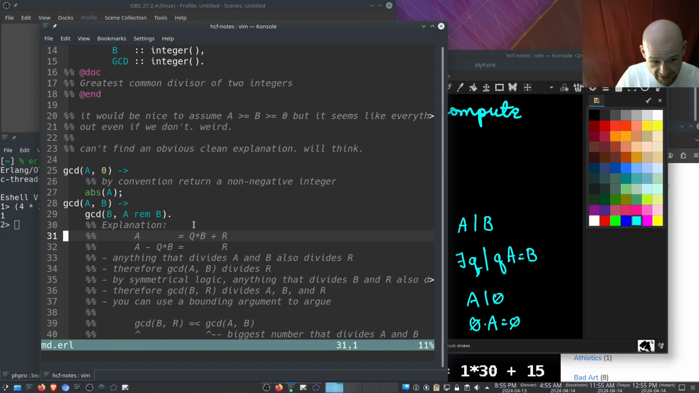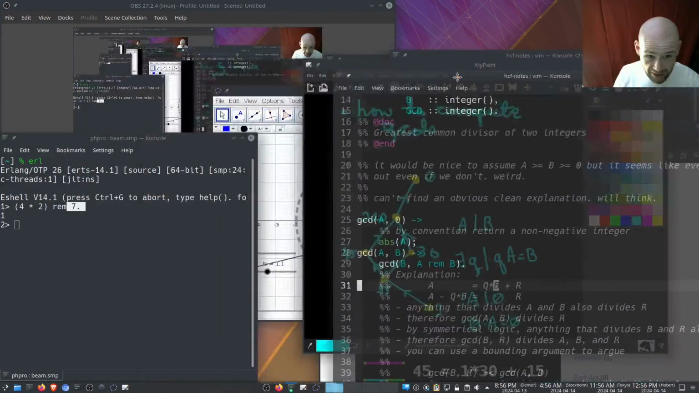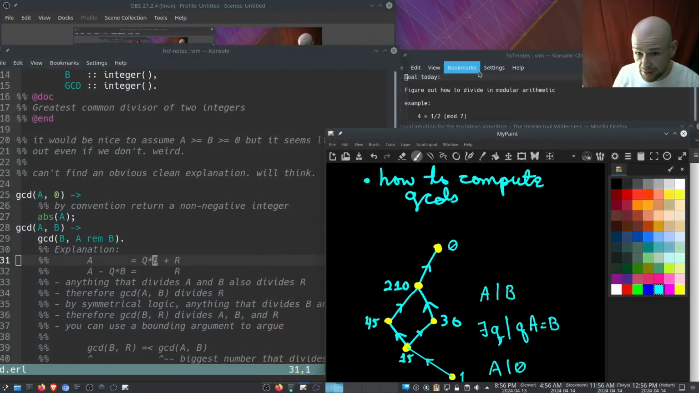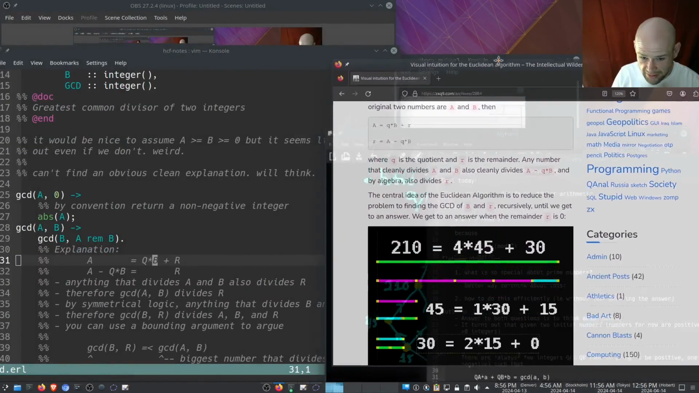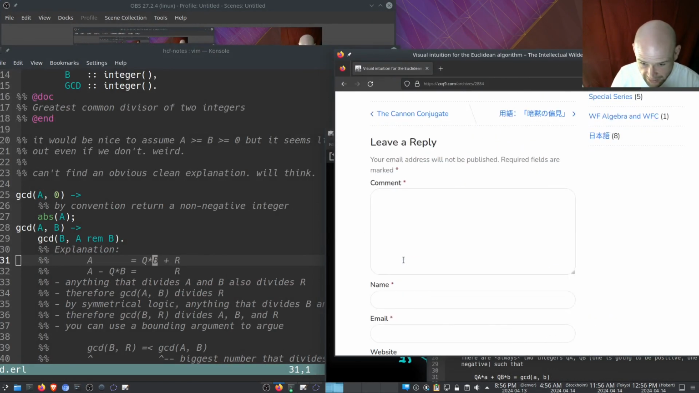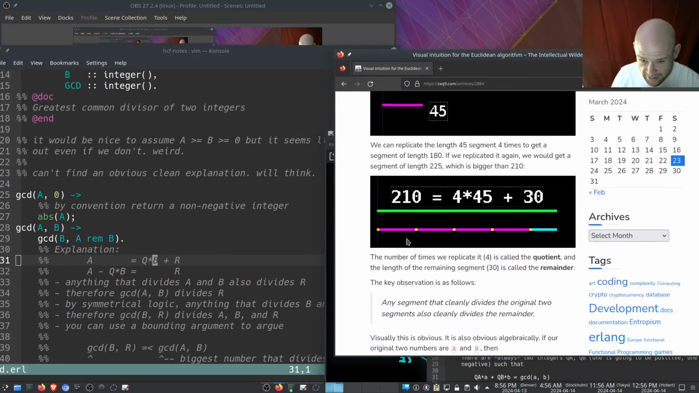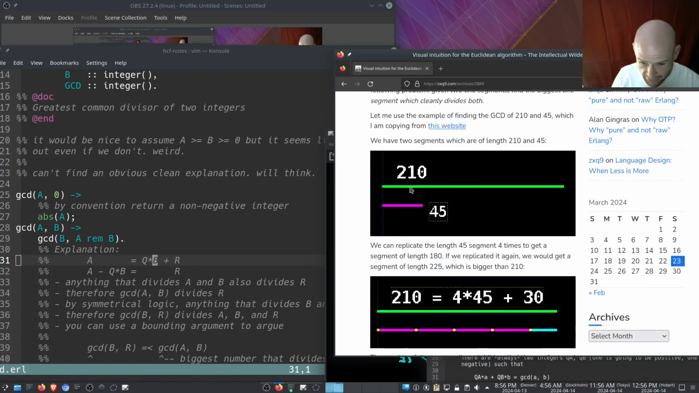Anyway, algebraically, that expression. So remember, we had a: the bigger number is something times the smaller number plus a remainder. Well, it was obvious visually that anything that divided the big segment and the small segment... Let me pull up the graph. Okay. It's obvious geometrically that anything that divides the big number and the small number also divides the remainder.